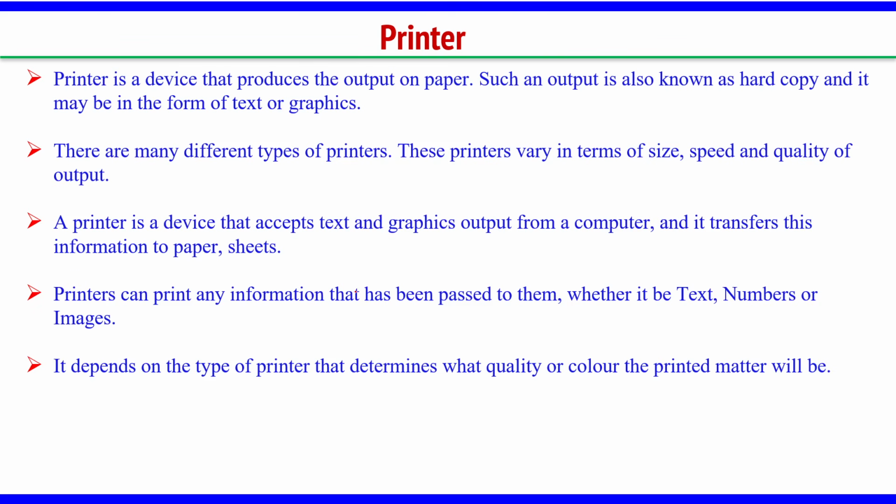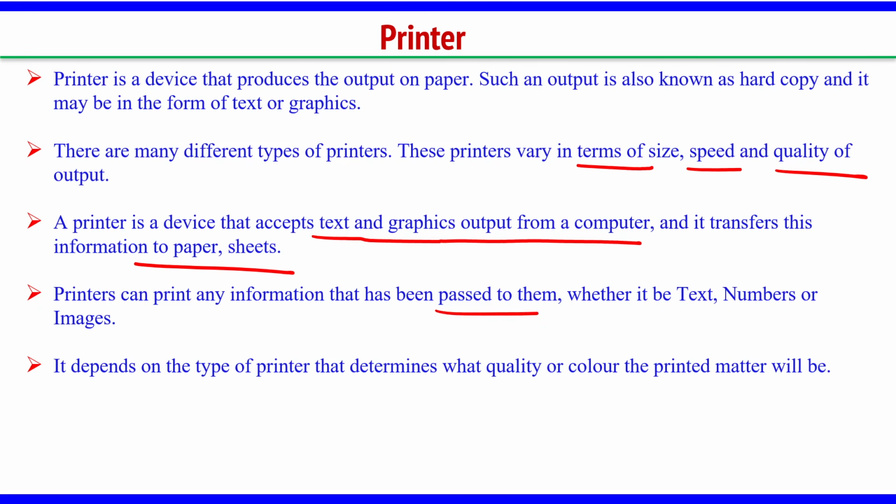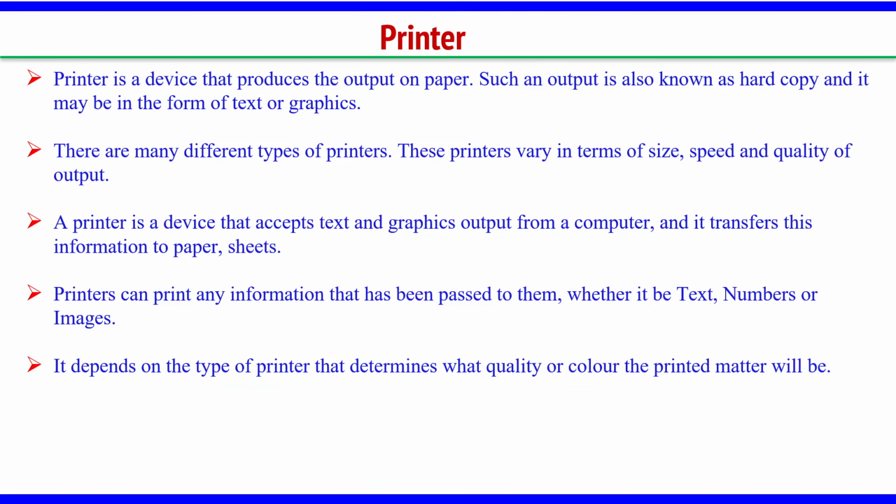There are many different types of printers. Printers vary in terms of size, speed and quality, right? A printer is a device that accepts text and graphics output from a computer and transfers this information to paper. Printers can print any information that has been passed to them, whether it can be text, numbers or images. Anything I can print. It depends on the type of printer that determines what quality or color the printed matter will be. So if you are having a black and white printer, black and white output will come. Color printer, you can get color output.